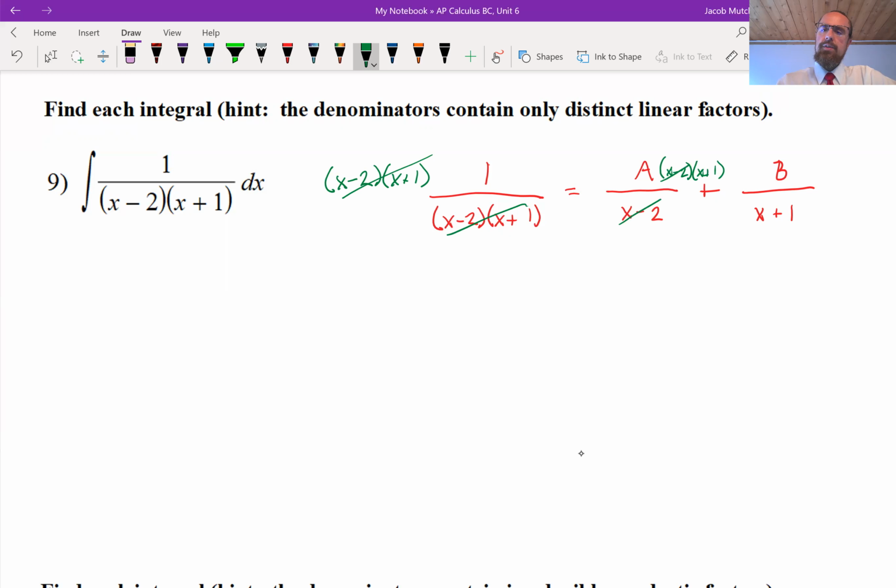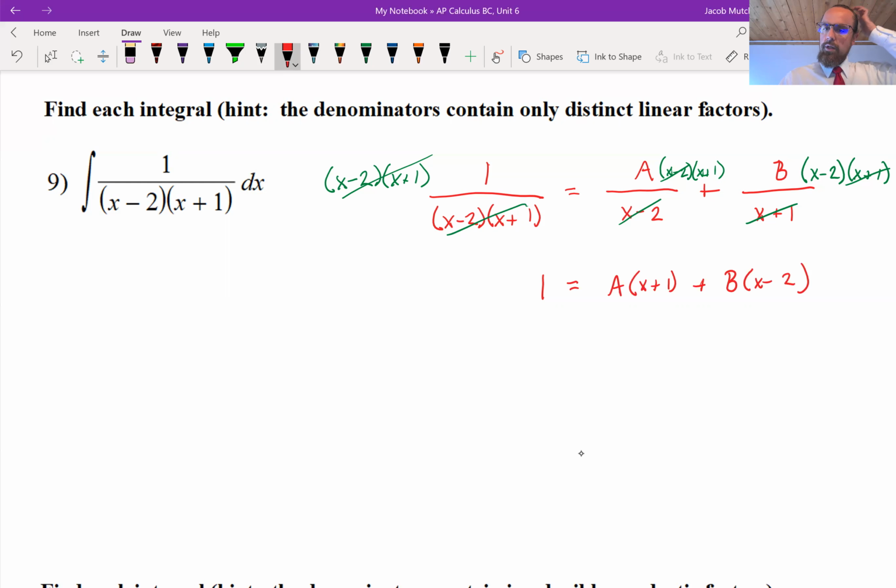So I'm going to have a cancellation with my first fraction. It'll just leave one binomial. And the same we'll see here with my second fraction on the right. And that gives me this version now: 1 equals a times x plus 1 plus b times x minus 2.